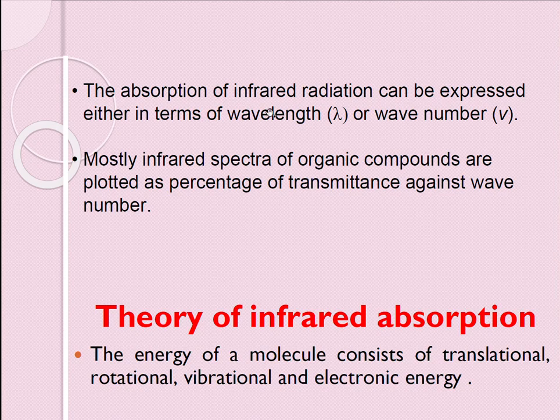The absorption of infrared radiation can be expressed either in terms of wavelength or wave number. Mostly infrared spectra of organic compounds are plotted as percentage of transmittance against wave number. So let's discuss the theory of infrared absorption. Basically, its theory is the same as that of UV or fluorometry.